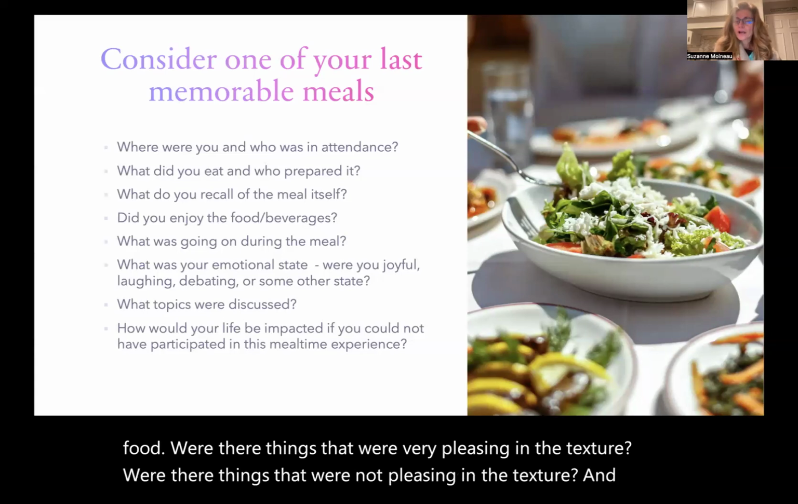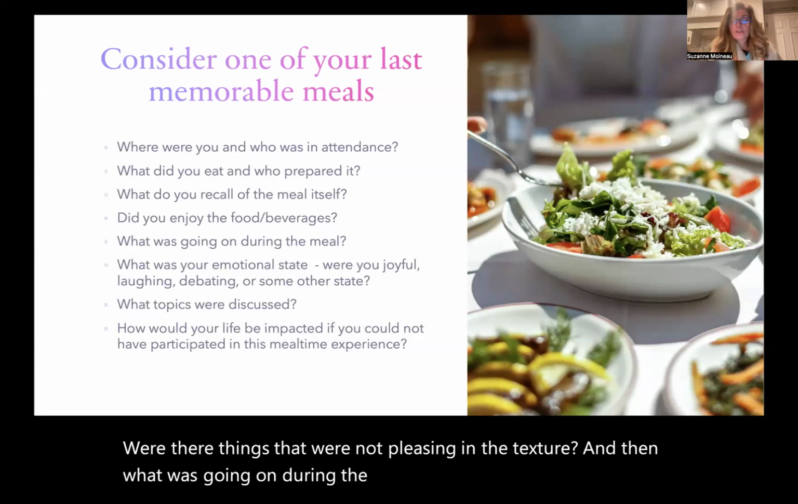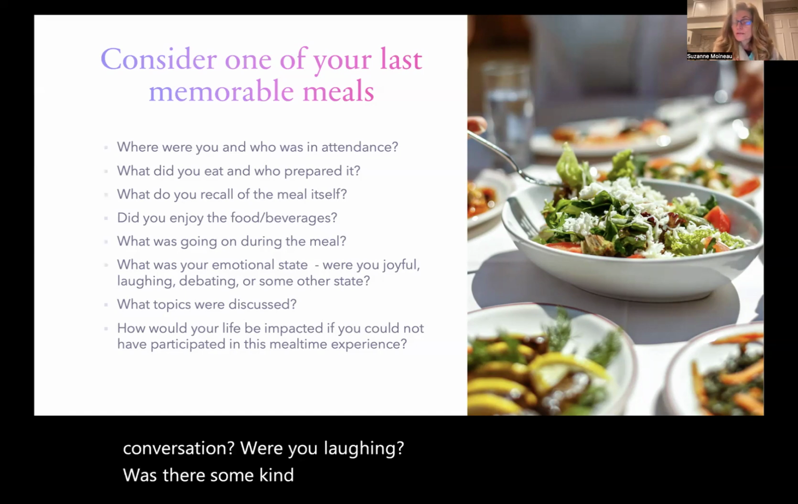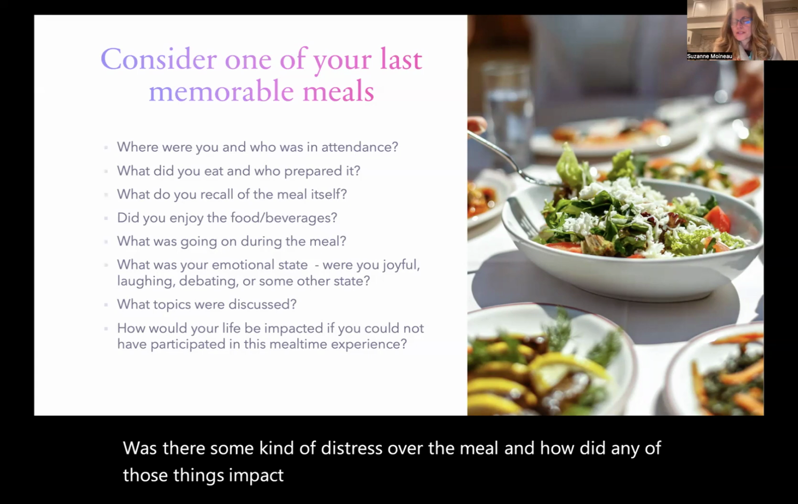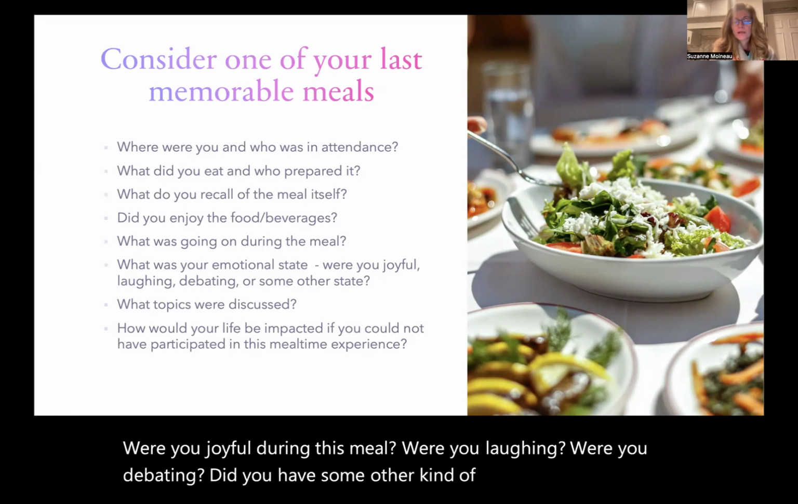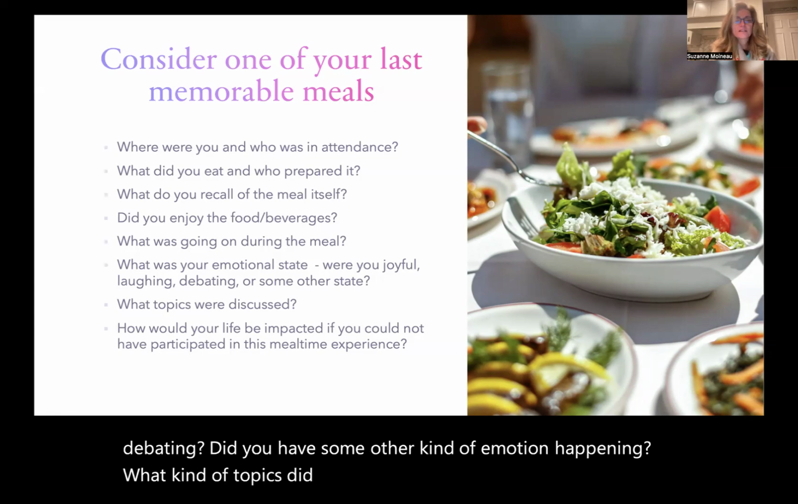And then what was going on during the meal? Were you having a conversation? Were you laughing? Was there some kind of distress over the meal? And how did any of those things impact your emotional state while you were eating? Were you joyful during this meal? Were you laughing? Were you debating? Did you have some other kind of emotion happening? What kinds of topics did you discuss?